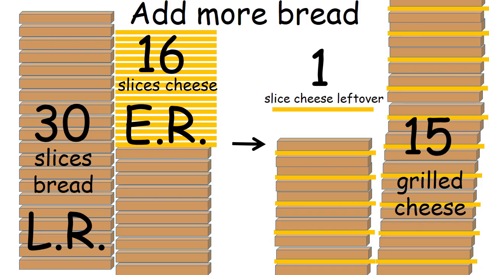Now, obviously, if you add more and more bread, more and more of the limiting reactant, eventually it will no longer be the limiting reactant and the other reactant will be limiting. So if we put in 40 slices of bread, then the cheese would all of a sudden become the limiting reactant. We would make 16 grilled cheese sandwiches and we would have 8 extra slices of bread, right?